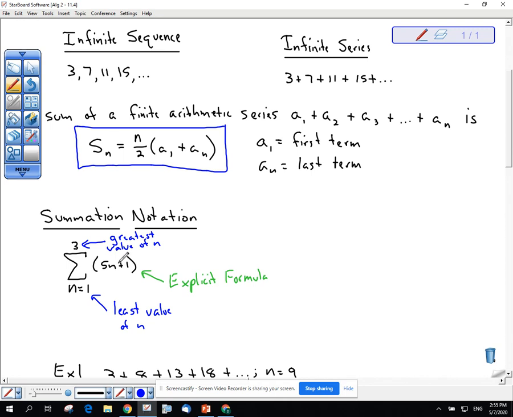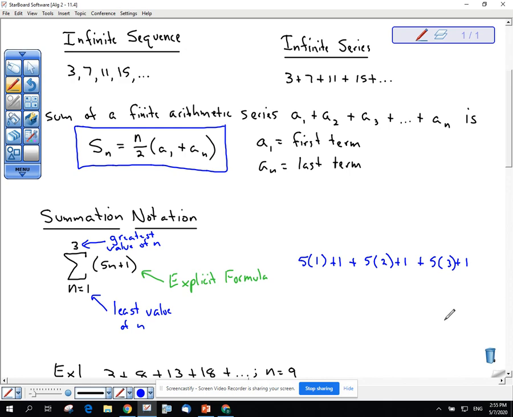Now where did that term come from? The explicit formula came from 11.2 and 11.3, the sequences, right? So that's the explicit formula for a sequence. In this case, it's an arithmetic sequence, and we're looking for the sum. So what is this asking? You might look at this and just be confused. What this is asking is for us to go 5 times 1 plus 1, plus 5 times 2 plus 1, plus 5 times 3 plus 1.